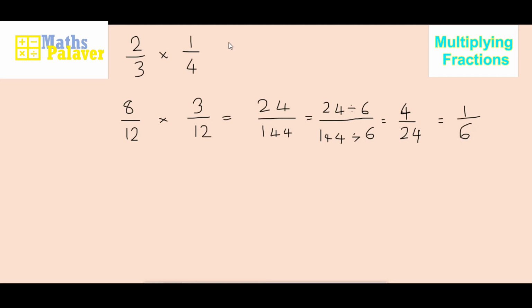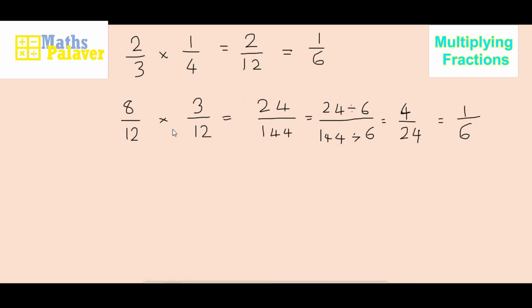That's the answer. But what if we just use the method we have learned and just multiply the top? 2 times 1, 2. 3 times 4, 12. And then simplify that. 2 goes in 12 6 times. So 2 over 12 is 1 over 6. It's the same answer. But why would you go through this very long procedure which gives me a headache when you can just do this and arrive at the same answer? It's a waste of time, and you don't want to be wasting time when you're doing math sums.